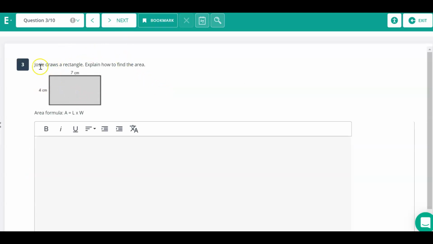Now this next one you are going to do on your own. It's the same thing we just did. You're going to have to find the area and then explain why. Use a complete sentence to explain how you found the area. Pause the video now so you can complete that.